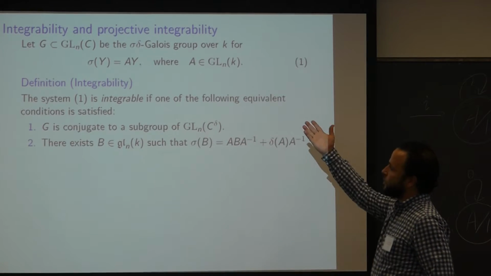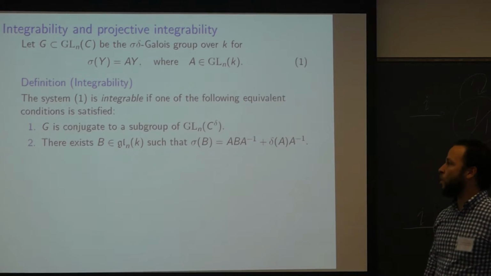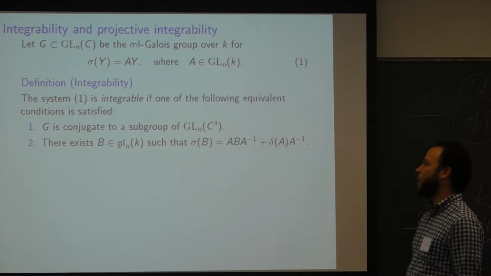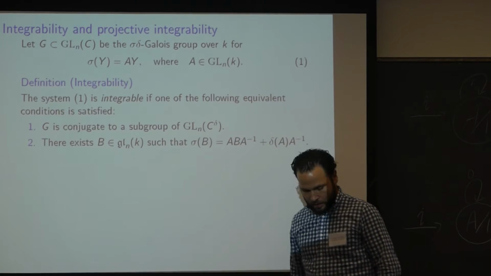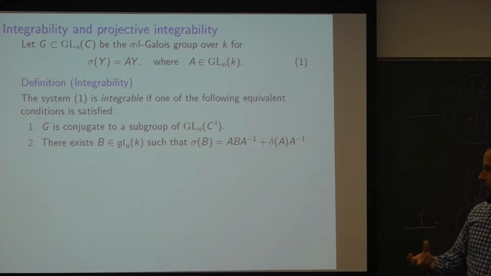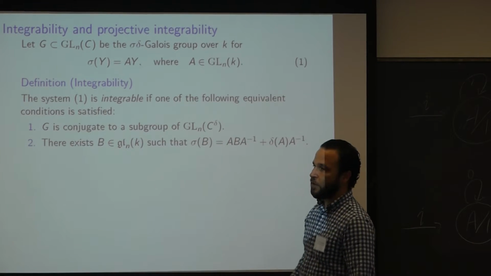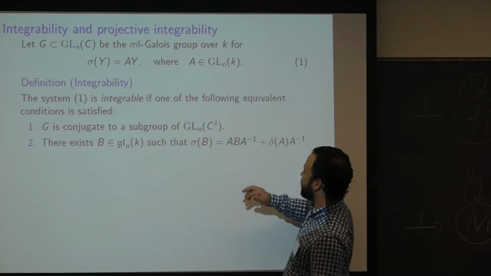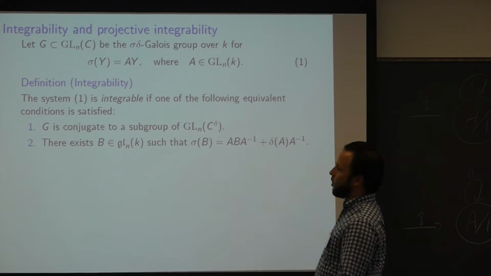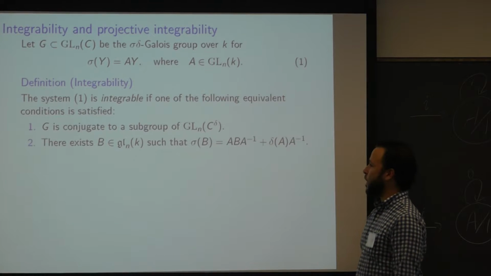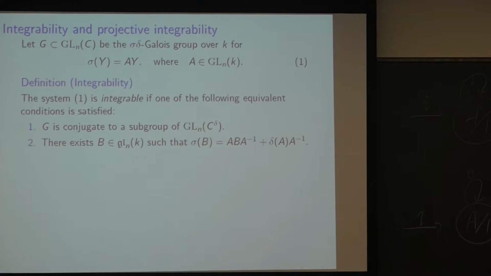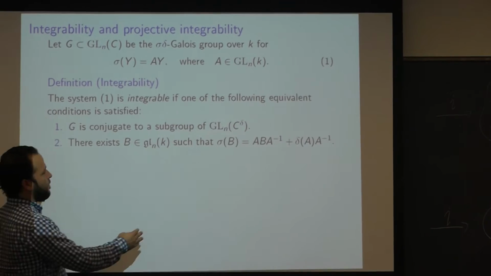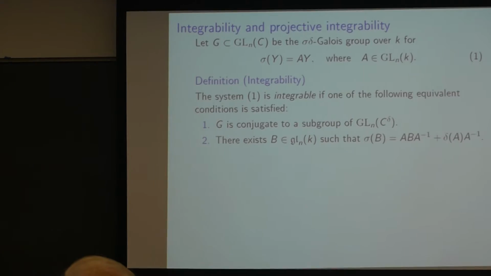I still have to define a few of the words in my title. If you're given a system like this, you're going to say that it's integrable if one of two equivalent things happens. The first: it's integrable if the differential Galois group is actually one of these special differential groups that only has differential constant points. And that turns out to be equivalent to the existence of a matrix with coefficients in the ground field satisfying this relation.